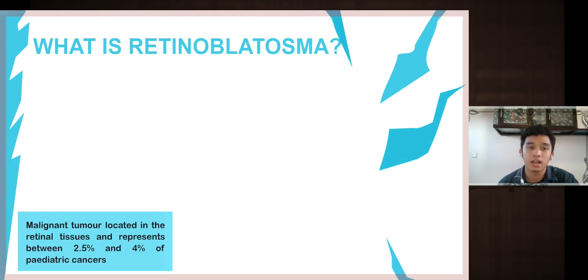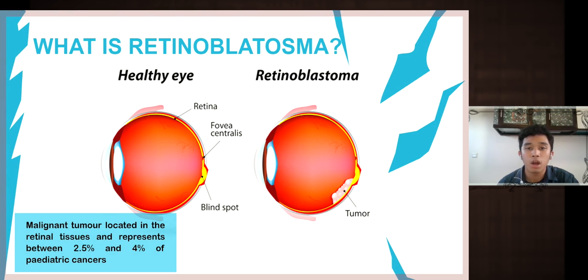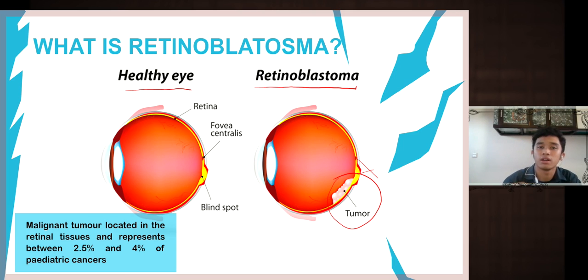Okay, next. What is retinoblastoma? We can see from the picture in my slide, on the right side is a retinoblastoma eye, and on the left side is a healthy eye. The retinoblastoma eye has a tumor near the blind spot and fovea centralis. So we can tell that retinoblastoma is a Meckellian tumor. It is located in the retinal tissue and represents between 2.5% and 4% of pediatric cancer.